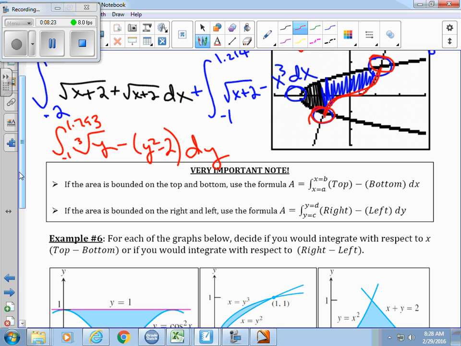Now, I made it sound like this was an option. There will be times you have to do it this way. Did y'all see some questions on the homework that you had to understand the right minus left notation? So there will be times you have options.